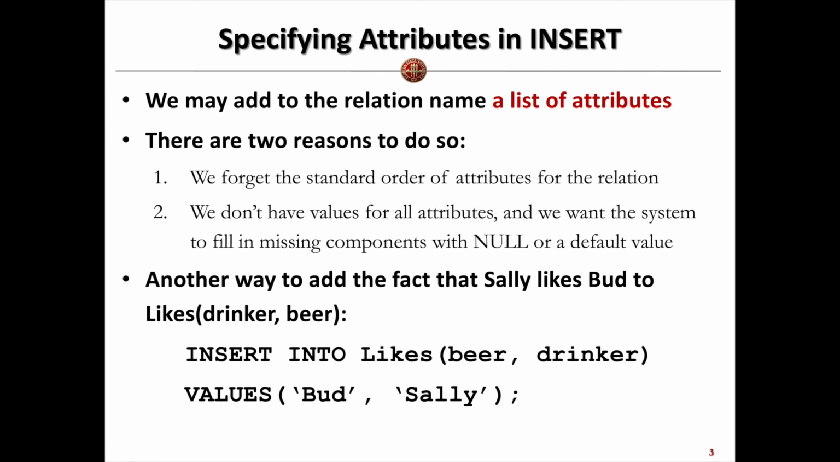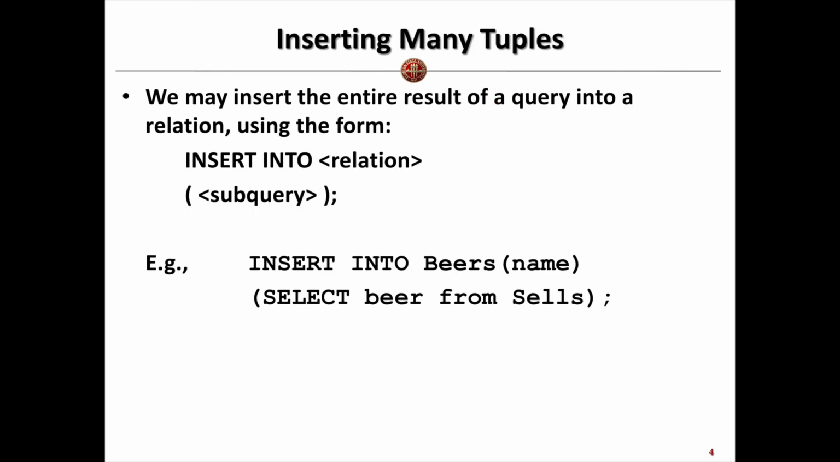However, sometimes when we do the insertion, we plan to do the insertion by getting some results from some other queries, right? If so, then we can use this subquery to help us. So we may insert the entire result of a query into a relation by using the format as featured in the photos. We insert into a relation. We have parentheses. Inside it, we have a subquery. Then we have a semicolon denoting the end.